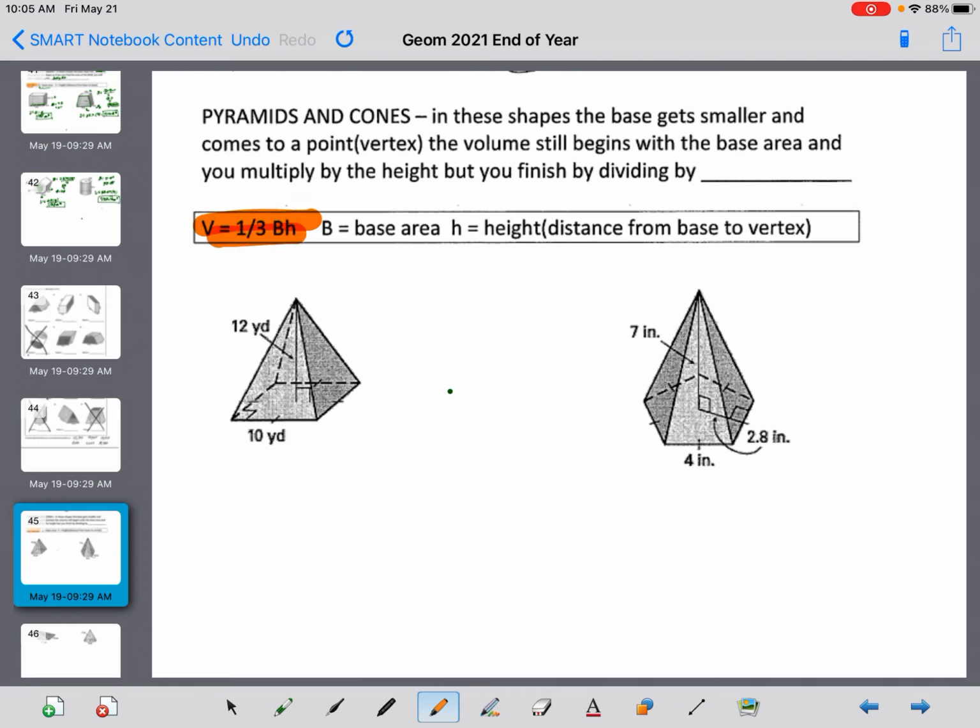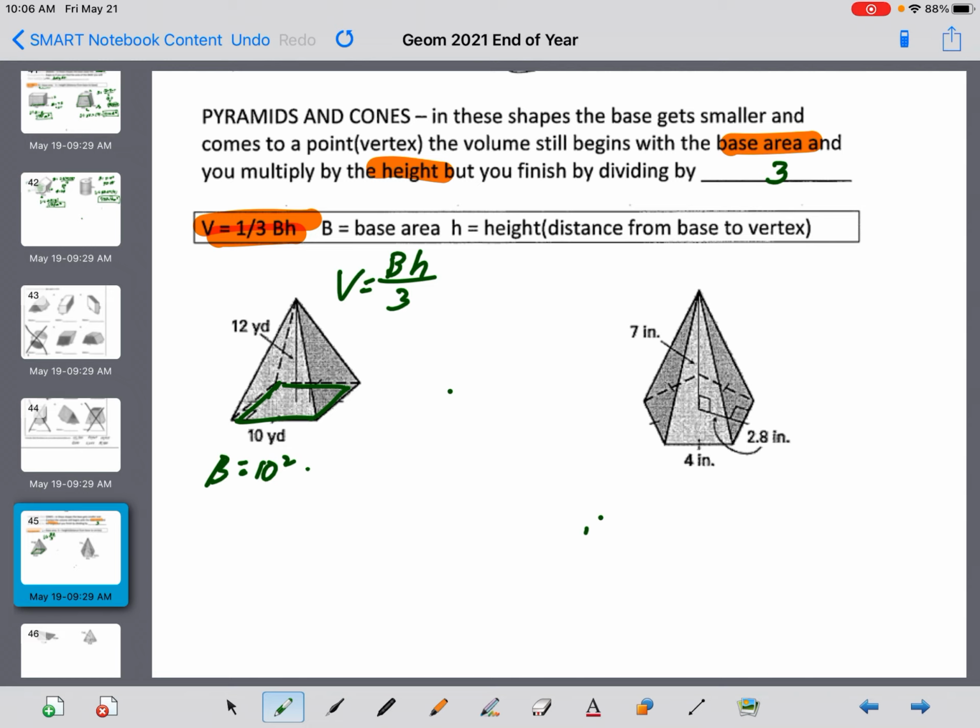The base keeps getting smaller and comes to a point, the vertex. The volume still begins with the base area, and you multiply by the height, so you still need the base area and the height of the shape, but you finish by dividing by 3. So it's base area times height divided by 3. That's your volume formula for pyramids and cones. No pluses and minuses.